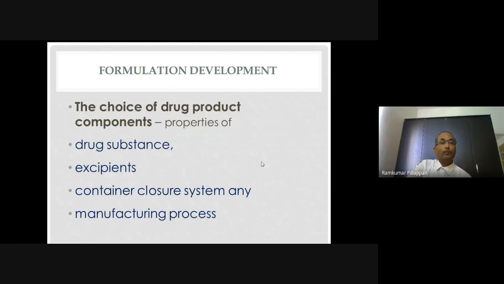The choice of drug product components: one is drug substances, excipients, container closure systems and the process. All four are critical. Now, I have explained the drug substances. I have explained the importance of excipients. Now, many academic people or even R&D scientists are ignorant of the importance of the right container closure systems.